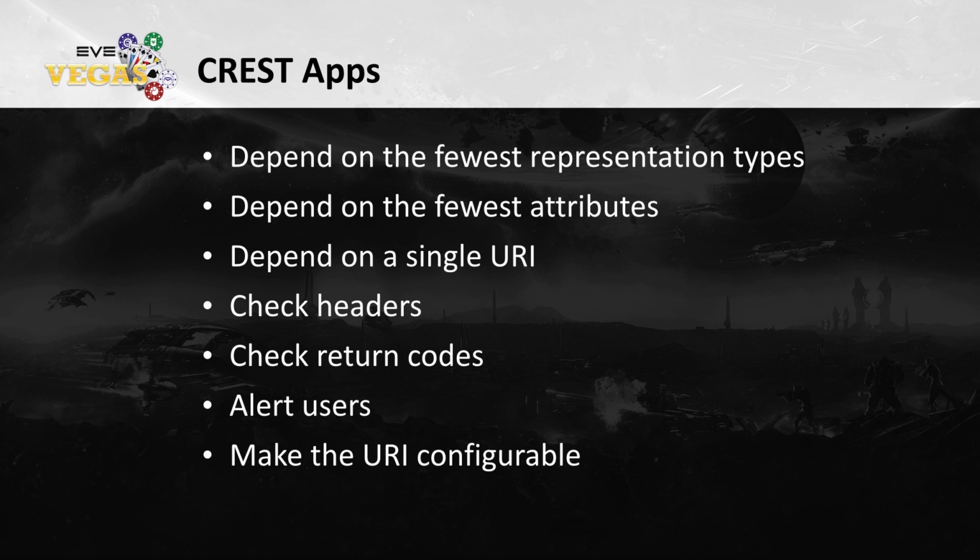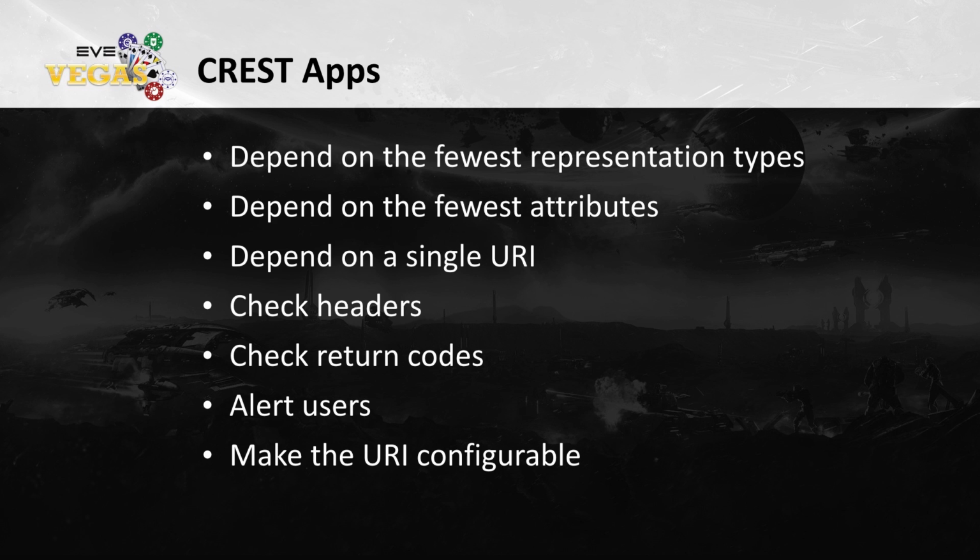And by telling your users when resources are deprecated or return 406, your users can let you know when CREST changes might break your application. So you should check headers, you should check return codes, you should alert users when you get an X-Deprecated or a 406 back, and you should make the root URI configurable so your users can go and test your applications against test servers. And if every CREST app from the start does those three things, then the CREST ecosystem will be in a really good place, right?